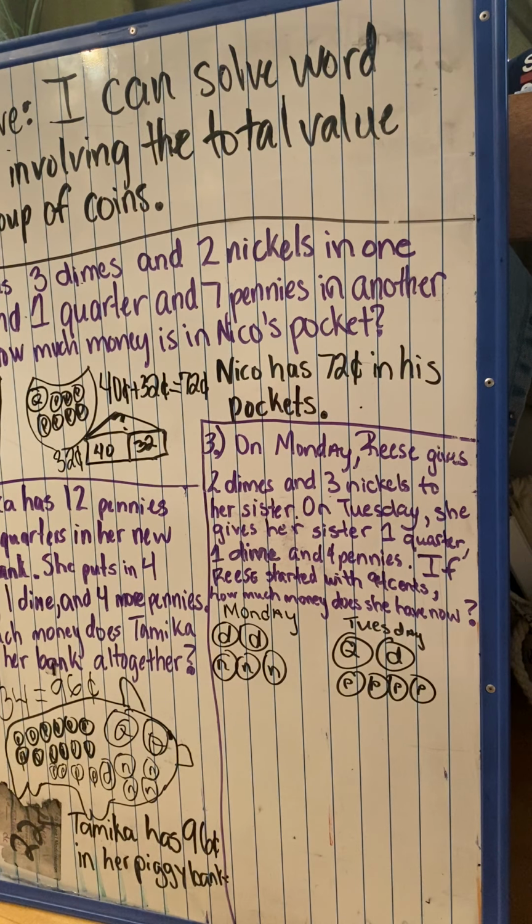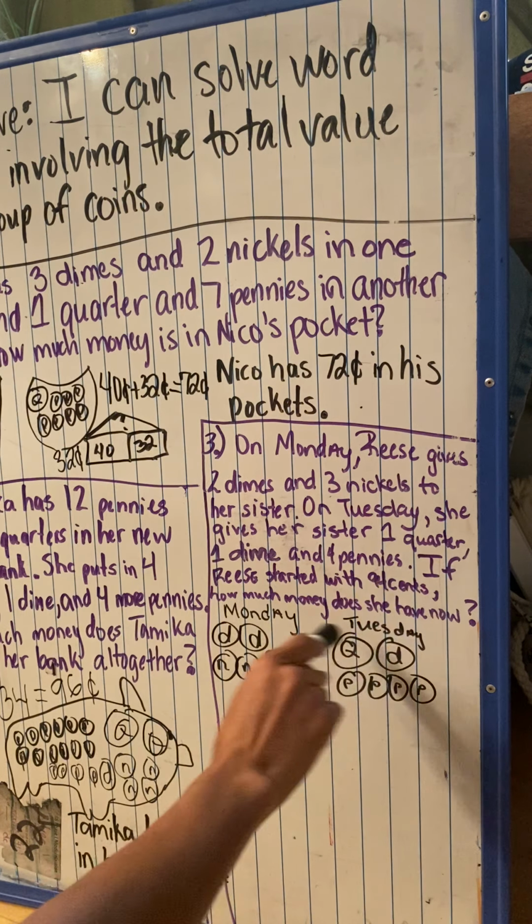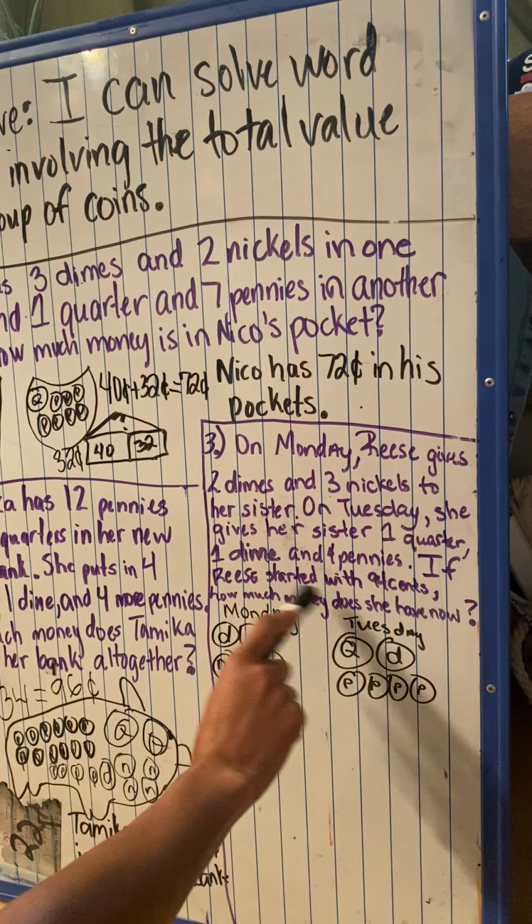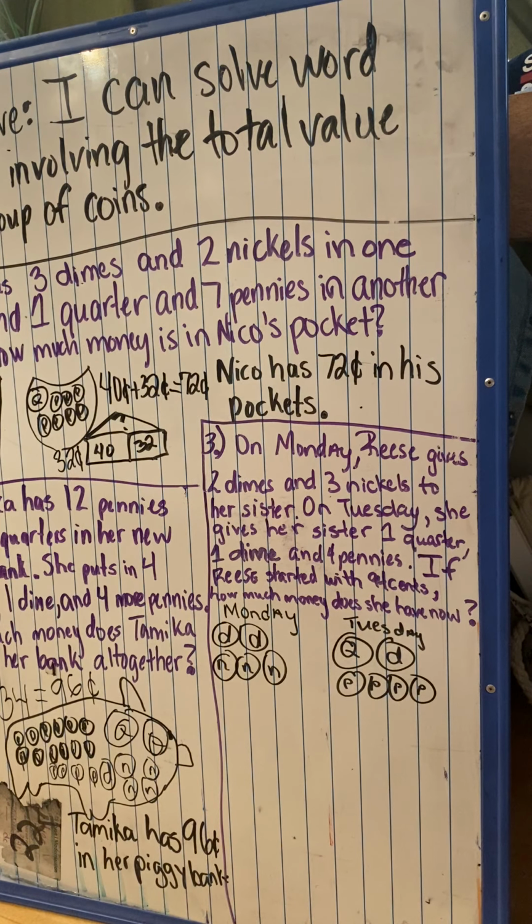What are we trying to find? Yep, we need to find the total value of all the coins Reese gave to her sister. Then we need to subtract the total from 94 cents. We need to add the 2 groups of coins first, but then we need to subtract to see how much she has left. So again, it says if Reese started with 94 cents, how much money does she have now?